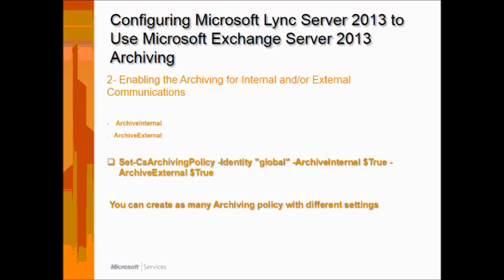Here I'm modifying the global one, but I can use New-CsArchivingPolicy to create more archiving policies and link them to my users later. As you see here, I can use ArchiveInternal with a Boolean value true or false, ArchiveExternal true or false, and here I'm telling it just to enable. This is a global policy. It should be applied to everyone by default, so if you change it, it will reflect on all of your users. But still, as I told you, you can create as many archiving policies with different settings.